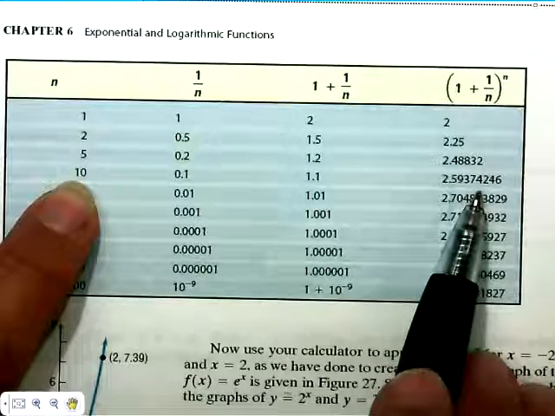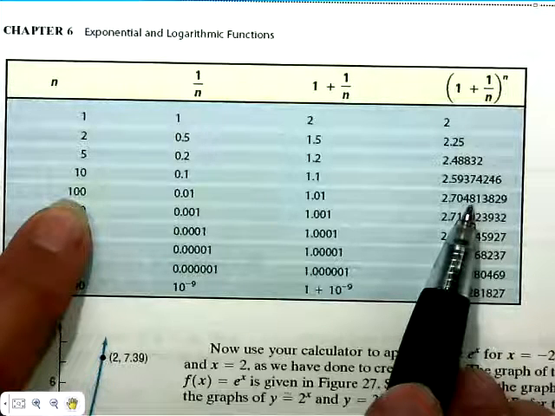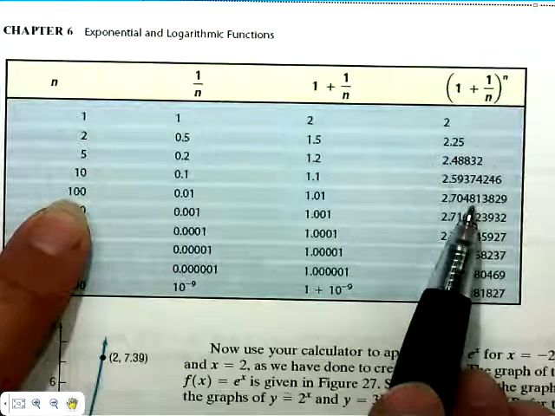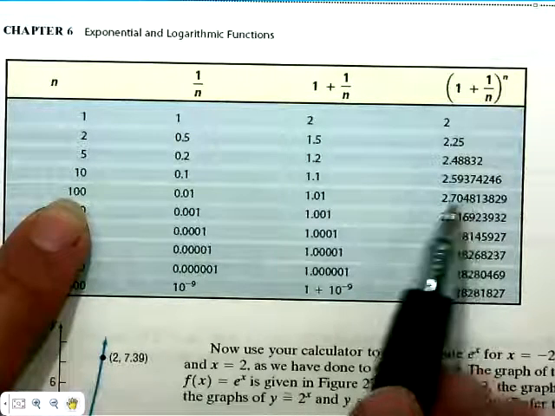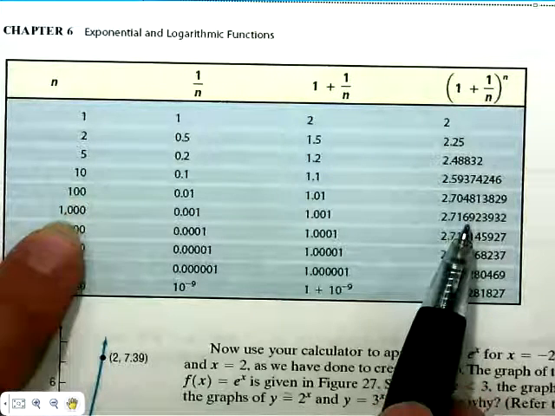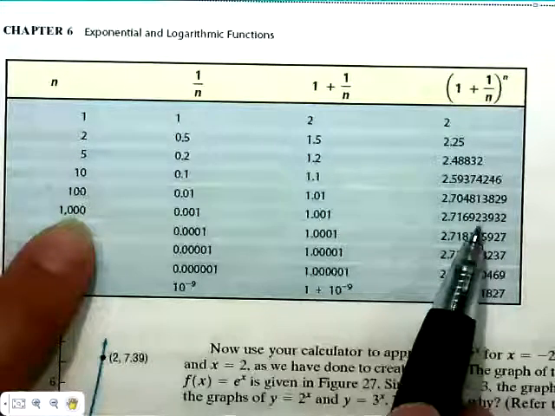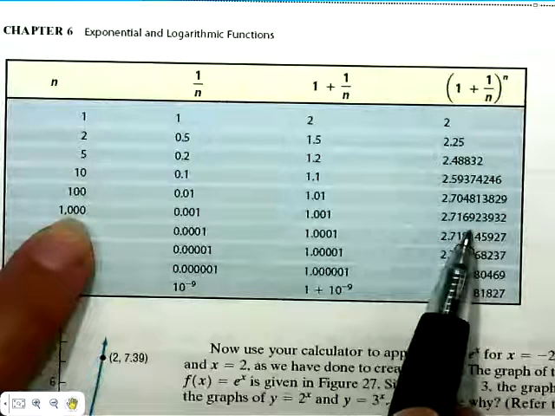So far, so good. But what about 100 years? The bank would round it to what? Oh, wait. I said the wrong thing. I didn't mean 100 years. I meant 100 times a year. The bank would round it to $2.70. If we found an investment that compounded our money 1,000 times a year, that's about 3 times a day, the bank would round our money at the end of the year to what?